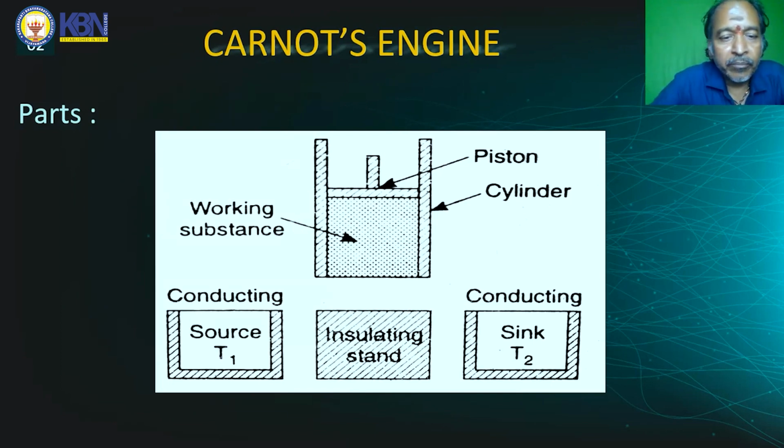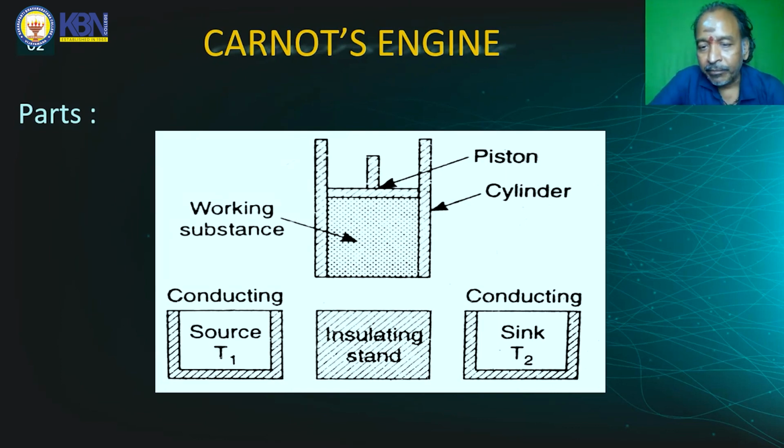The next part of this Carnot's engine is the source. It is a hot body. It maintains the temperature T1, and its peculiar character is that its temperature remains constant even though a large amount of heat is drawn from this source. It is a hot body, so it has a high thermal capacity.